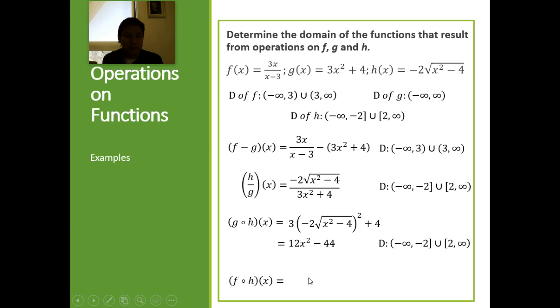Last one for this slide is f of h of x, where we end up with this. H of x goes into f, so we end up with this function right here. So we have a denominator and we have a radical to deal with, so those restrictions should be considered. We get this domain.